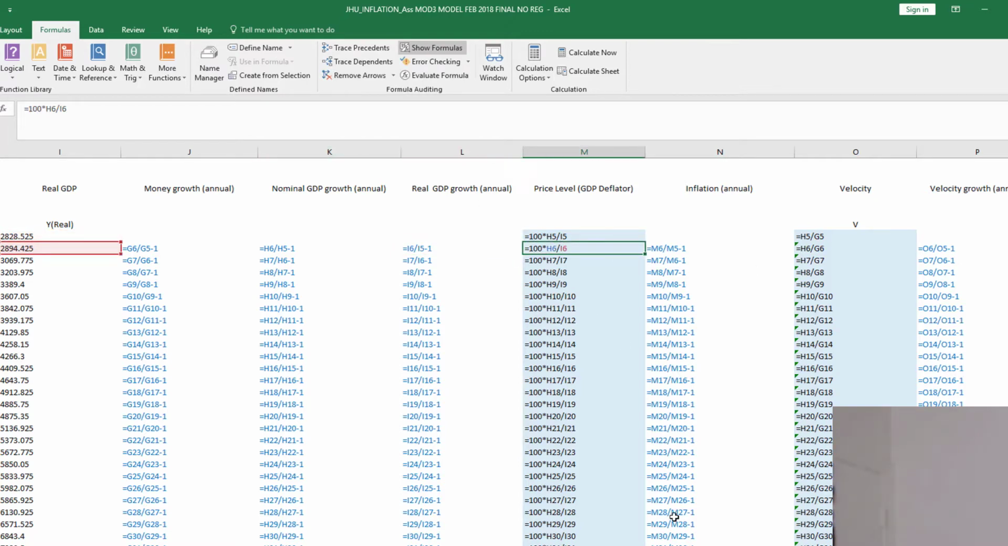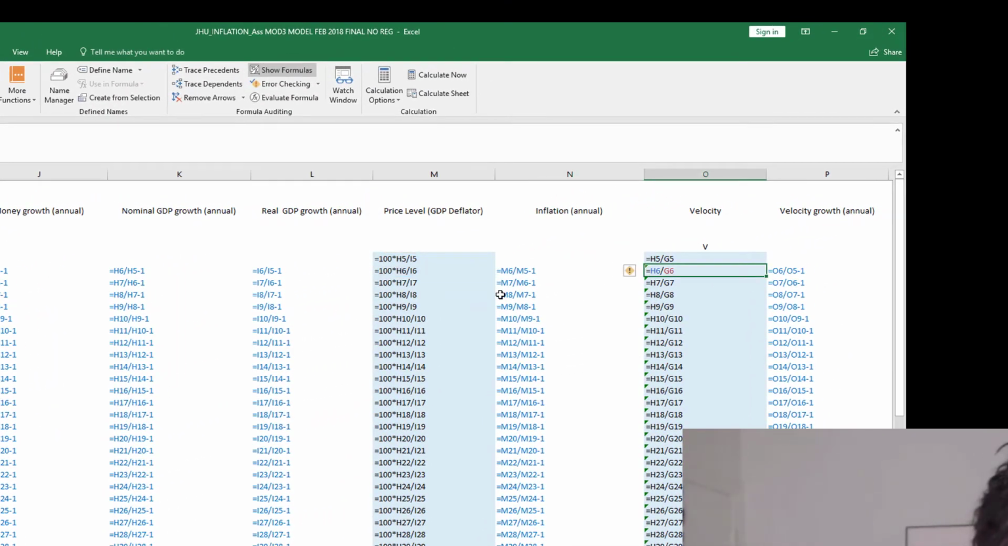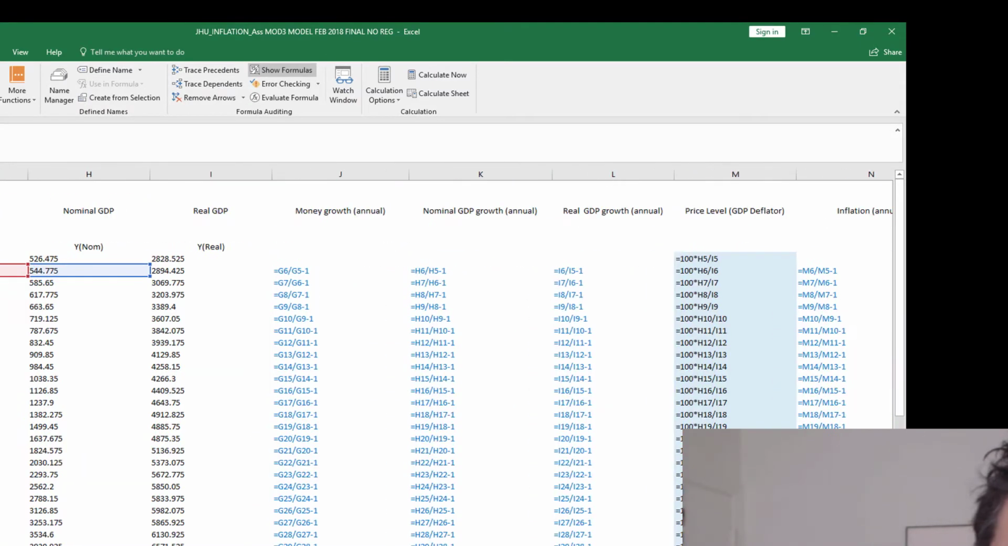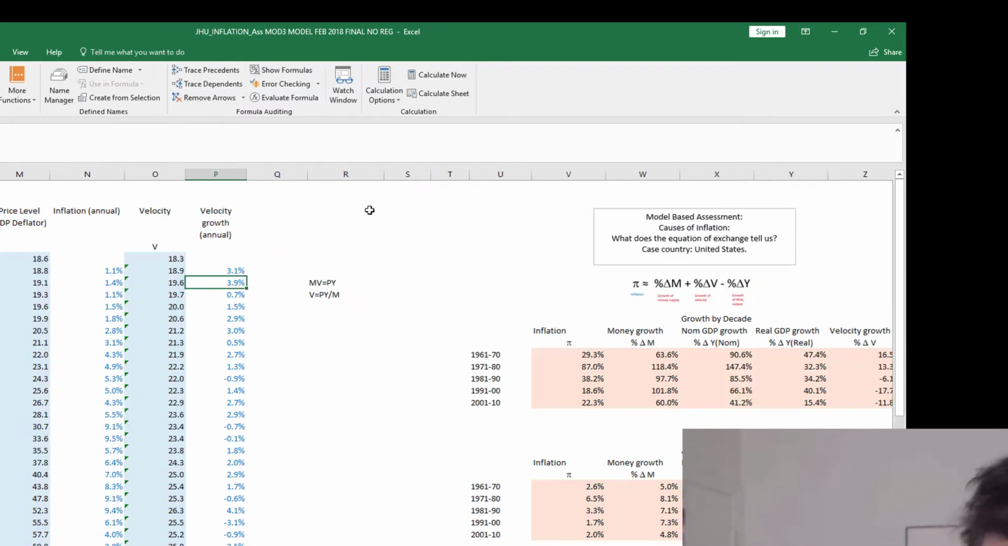Now the price level. All we're doing here is calculating the GDP deflator. We're using the convention of multiplying by 100, and we're taking nominal over real. So you already learned that that is the GDP deflator. Our measure of inflation, of course, is the growth rate of that. Then the measure of velocity is nominal GDP over money. You've learned that already. So here we're forecasting it, and then we're getting the growth rate of velocity. We're doing that here, and this is our historical analysis.